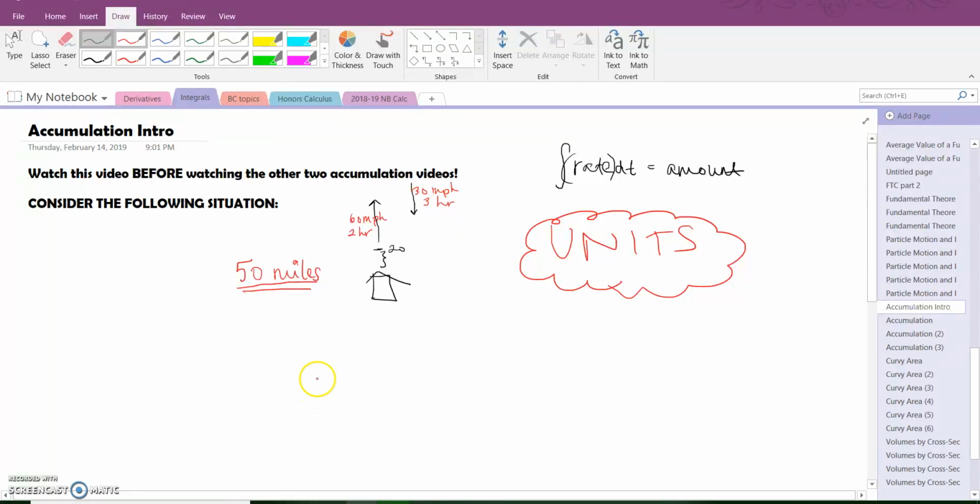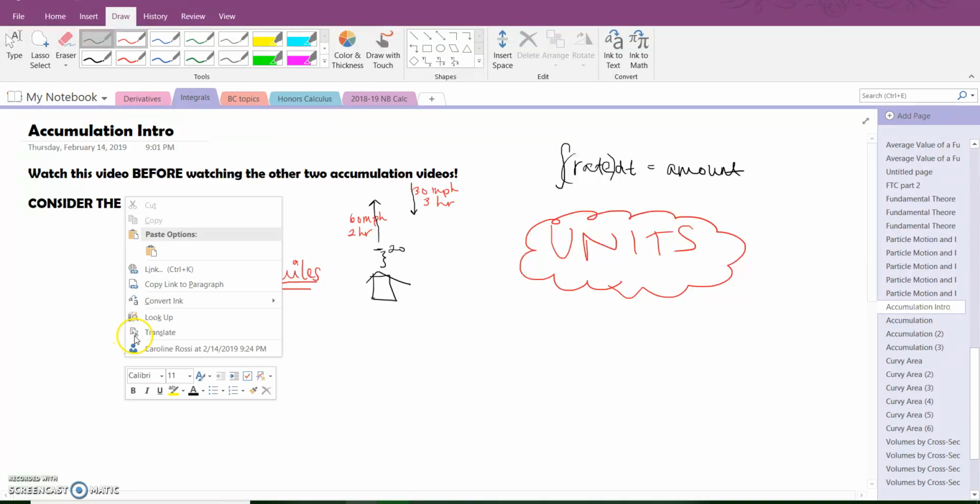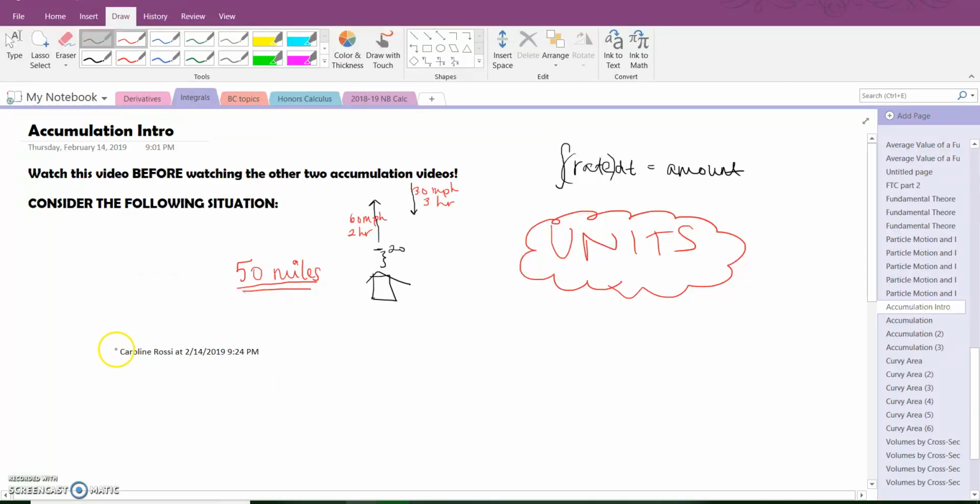So I want you to pause the video for a minute, and now I want you to write out the math in order to get 50 miles. And then I want you to think about, like, what does 50 miles even represent? So pause the video here and come up with the math in order to get the answer of 50 miles. Now make sure you take the time to do this, because if you can do this, then you can do any accumulation problem that AP throws at you. So go ahead and do that.